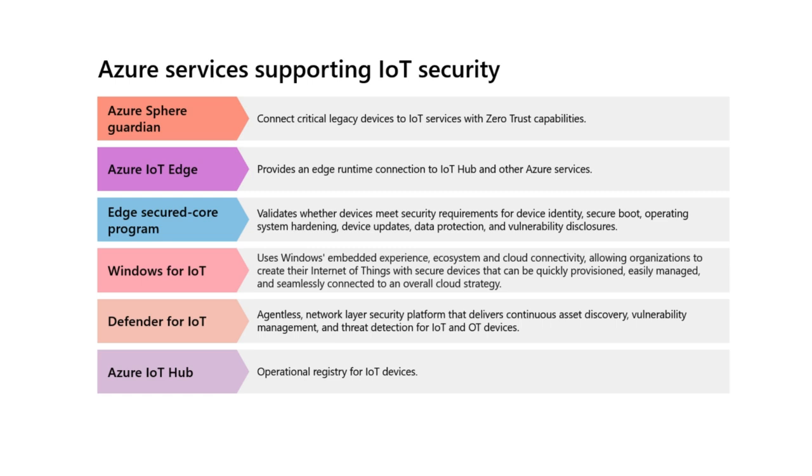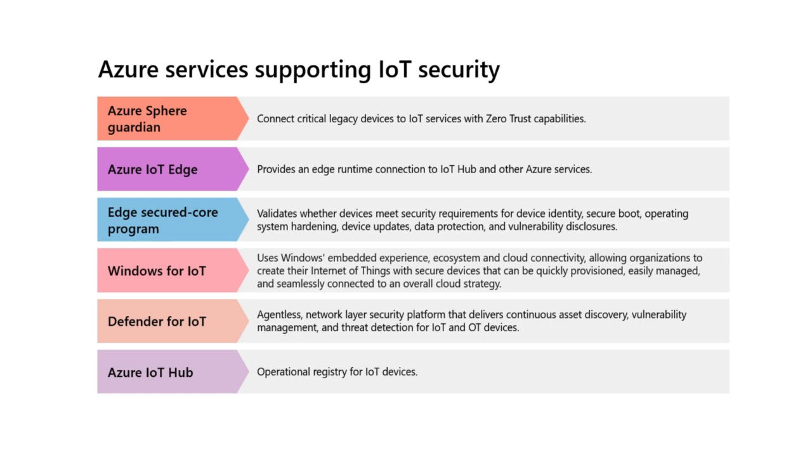The Edge Secured Core program validates whether devices meet security requirements for device identity, secure boot, operating system hardening, device updates, data protection, and vulnerability disclosures. The Edge Secured Core program requirements are distilled from various industry requirements and security engineering points of view. Windows for IoT uses Windows embedded experience, ecosystem, and cloud connectivity, allowing organizations to create their Internet of Things with secure devices that can be quickly provisioned, easily managed, and seamlessly connected to an overall cloud strategy.